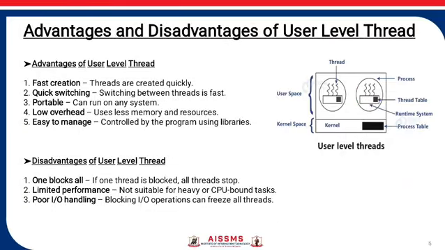Advantages and disadvantages of user level thread. First, advantages of user level thread. The first advantage is fast creation. In a user level thread, threads are created quickly. The next advantage is quick switching. Switching between threads is fast. Then portable. The user level threads are portable, meaning they can run on any system.